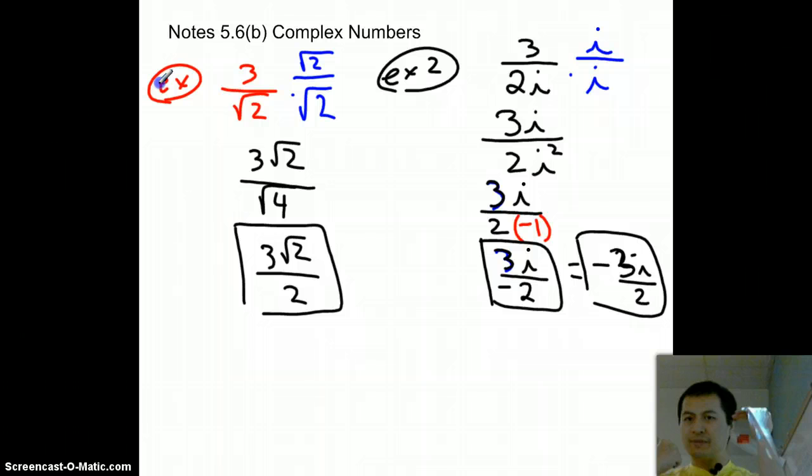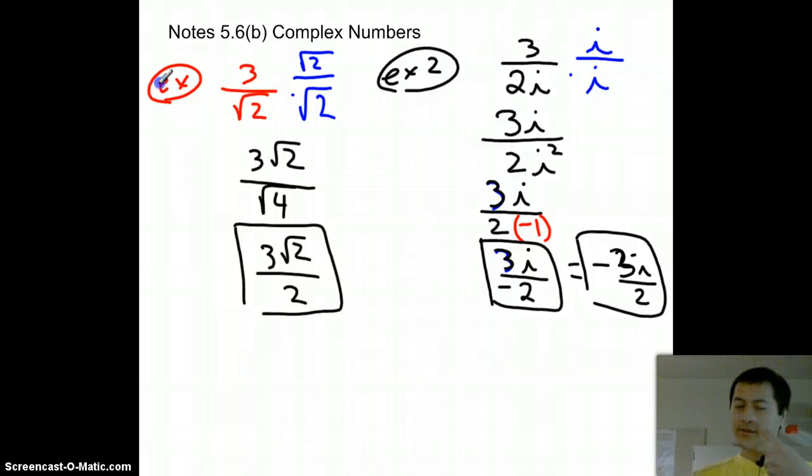So how do you guys feel? Do you understand the idea? If you want to get rid of i, just multiply by another i to get i squared. If you want to get rid of a radical, multiply by the same radical, and it also goes away. Using those ideas, that's how you simplify the imaginary at the bottom and the radical at the bottom. Let's get something a little more complicated.